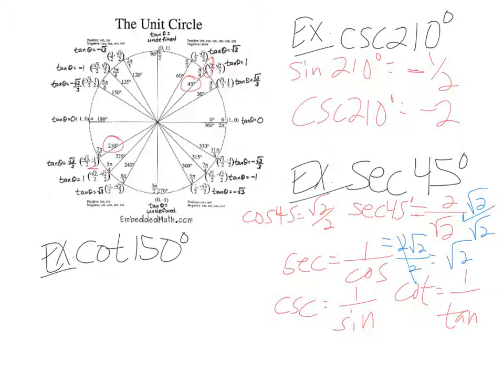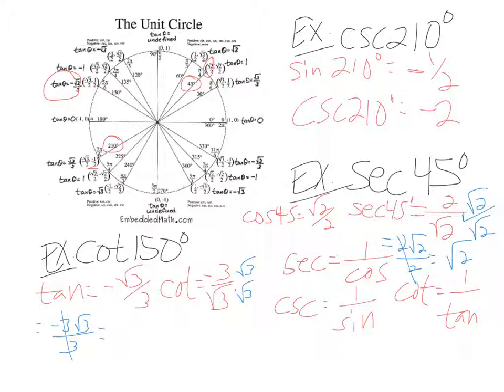The cotangent at 150 degrees. So cotangent goes with tangent. At 150 degrees, the tangent is negative square root of 3/3. So I flip that. The cotangent is going to be -3 over the square root of 3. And again, if you're required to get rid of that square root in the denominator, you'd multiply top and bottom by square root of 3. -3 square root of 3 over 3 just turns into negative square root of 3. So it depends upon your instructor if you have to do that or not. And if your instructor is me, you do not have to do that.